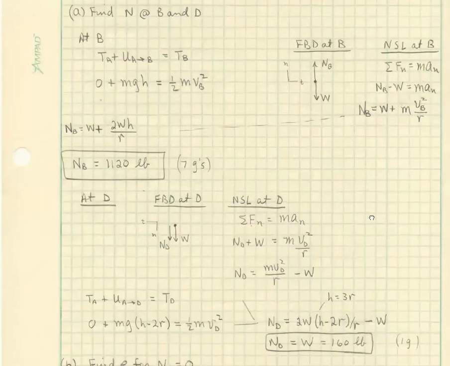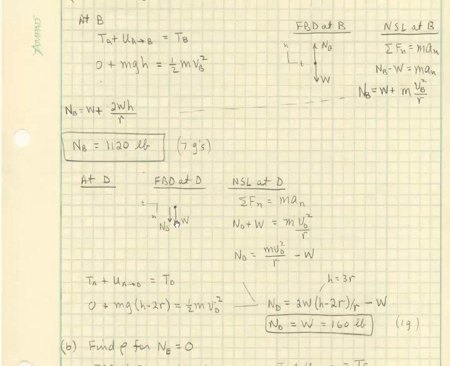All right, at D, the free body diagram at D would look like this. Force of gravity is acting down, and so is the normal force. The normal direction is this way, and the tangential direction is that way. You do your sum of the forces in the normal direction again, you get N sub D plus W equal to m v sub D squared over r, and that would end up giving you N sub D then is equal to m v sub D squared over r minus W.